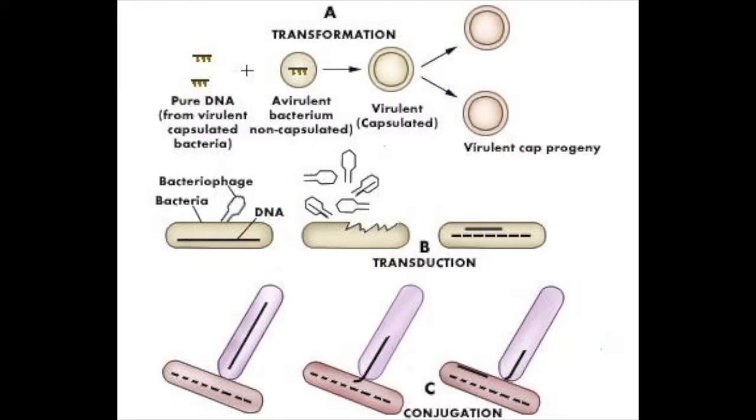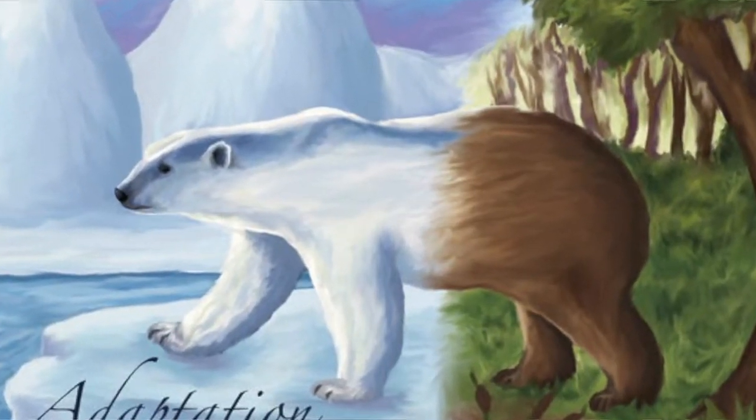Then there is parasexual reproduction. There are 3 different kinds: conjugation, transduction, and transformation. Adaptation and evolution is for surviving.